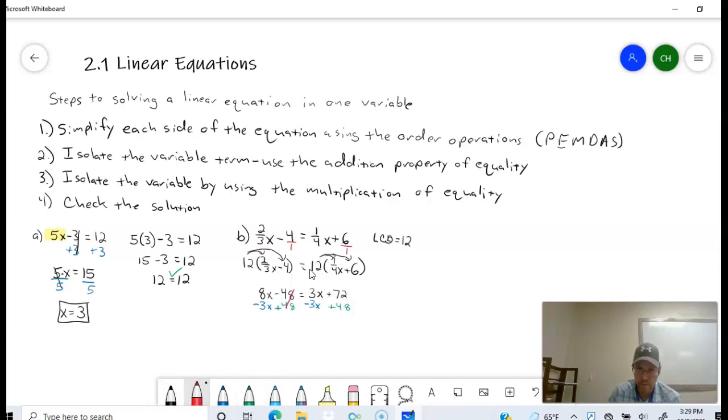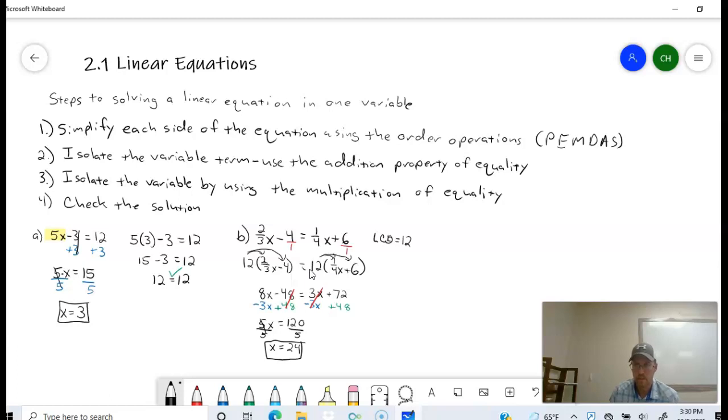So those will cancel. Those will cancel. 8x minus 3x is 5x. 72 plus 48 is the same thing as 70 plus 50, so 120. So I used my addition property of equality there. Now I'm going to use my multiplication property of equality because all I have left is the 5. So I'm going to divide both sides by 5. And x equals 24.